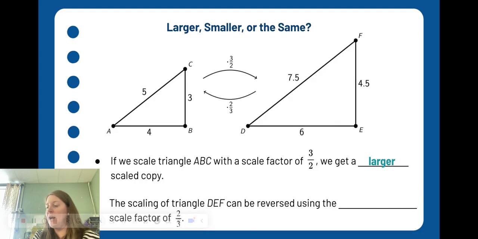The scaling of triangle DEF can be reversed using the reciprocal of the factor. So if we flipped the fraction and did, instead of 3/2, 2/3, then that would be the backwards. That's how you could reverse it. So if you were saying that this one, DEF, was the original, and we wanted to know this smaller version, you would say that this smaller version is 2/3 of the bigger one. And the bigger one is 3/2 of the smaller one. I hope that makes sense. Pause the video if you need to get these down before we move on to the next slide.